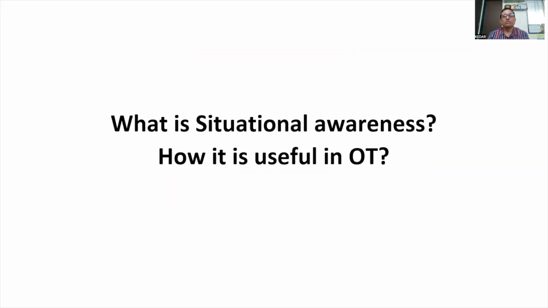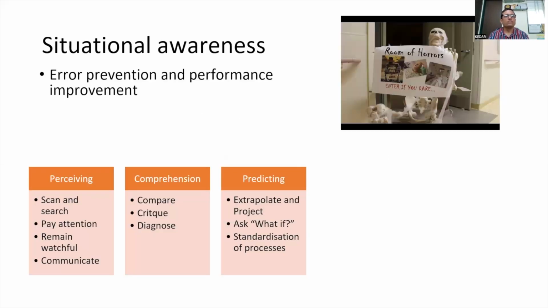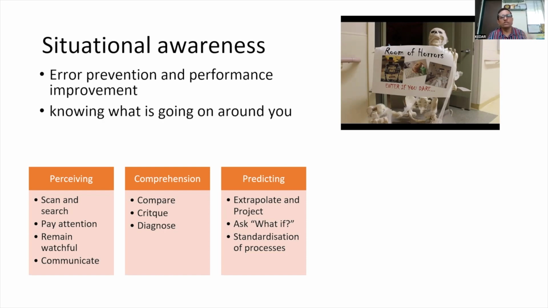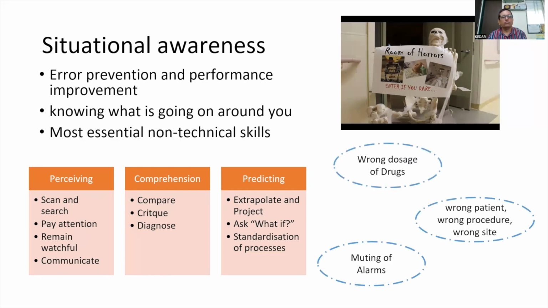So coming to what situational awareness is and how it is useful in the OT. Situational awareness is nothing but awareness of the situation. It is useful for error prevention and performance improvement. It is like knowing what is going on around you, and most essentially, it's a non-technical skill. So you need to perceive what is happening, comprehend, compare, and then predict what can happen and what we are supposed to do. Very useful aspect, but it's very uncommon.